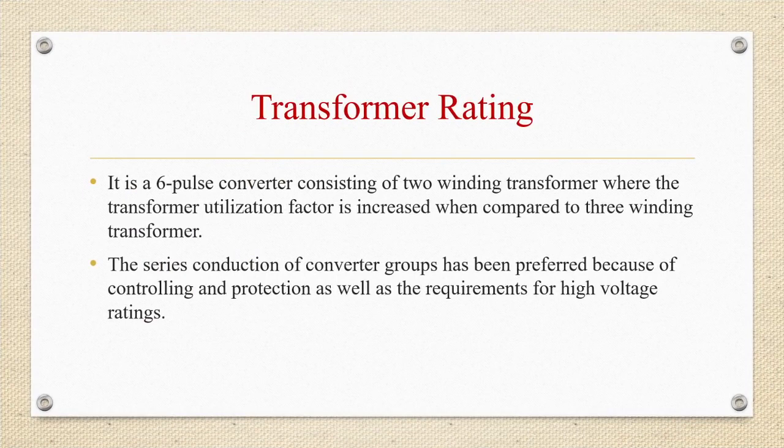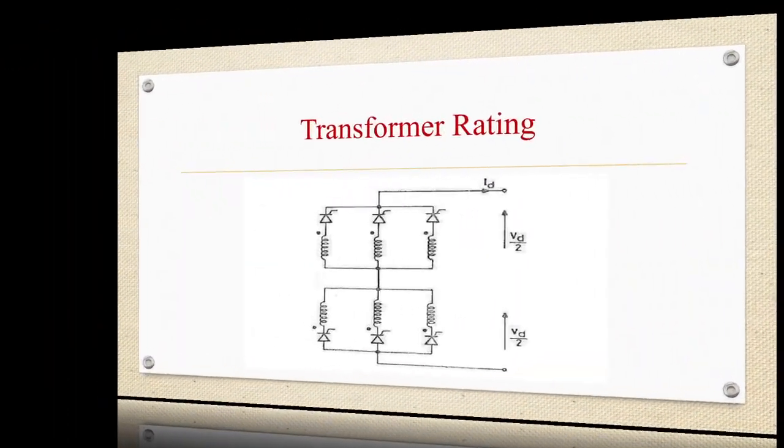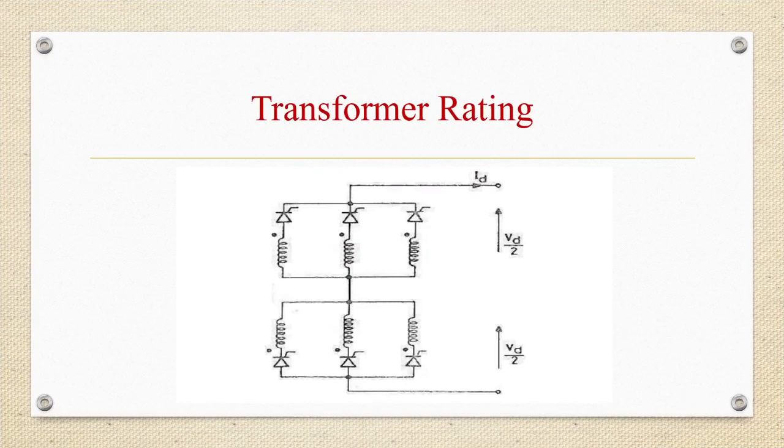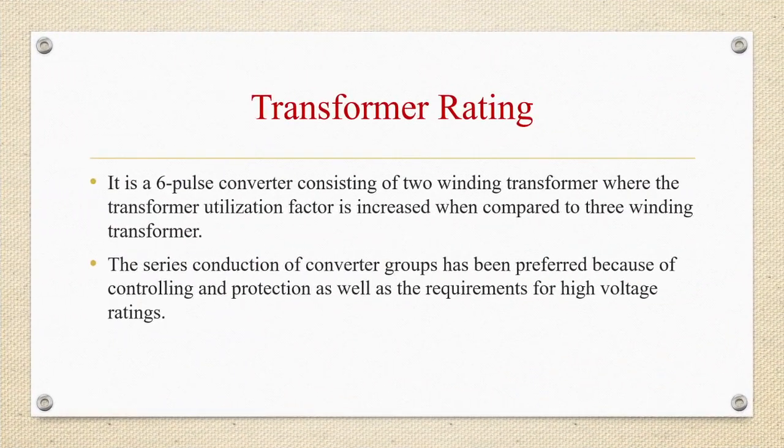So it is a 6-pulse converter consisting of 2 winding transformers where the transformer utilization factor is increased when compared to 3 winding transformer. This diagram. Series conduction of converter groups has been preferred because of controlling and protection as well as the requirements for high voltage ratings.